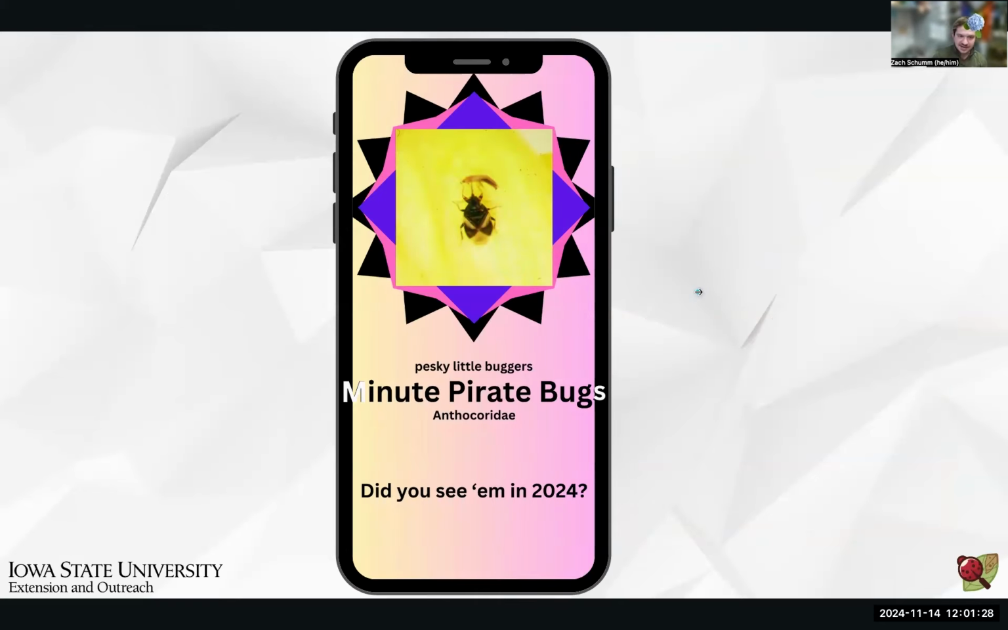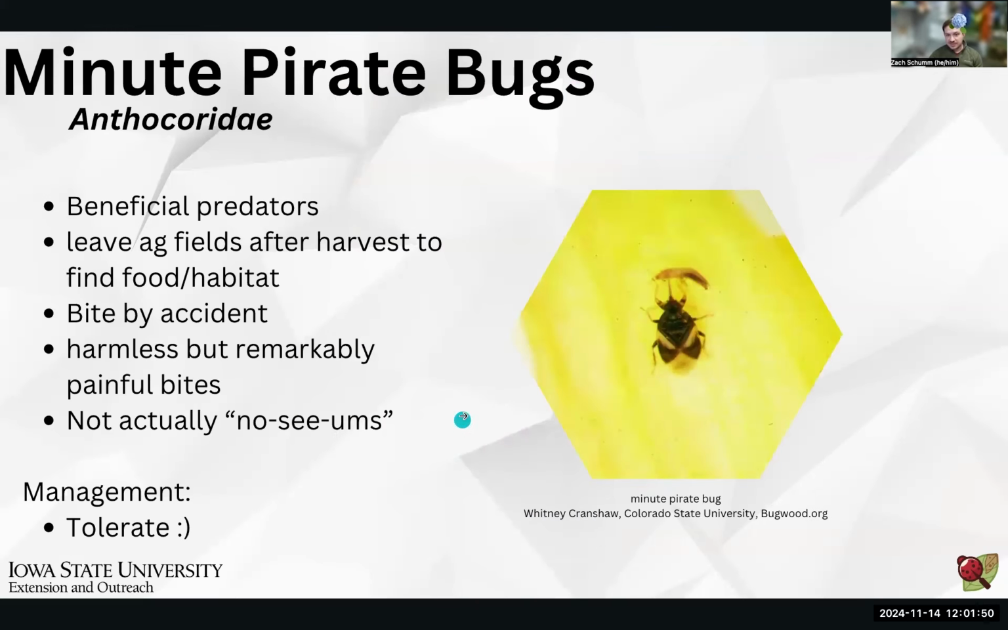And then finally, another really big issue that we tend to see most years in Iowa: I got a lot of news interview requests this year for minute pirate bugs, which in the media are often called no-see-ums, which is why we posed the question, did you see them in 2024? I'll briefly talk about the name and why no-see-ums isn't really the correct term for these. But minute pirate bugs are actually beneficial insects in the landscape.